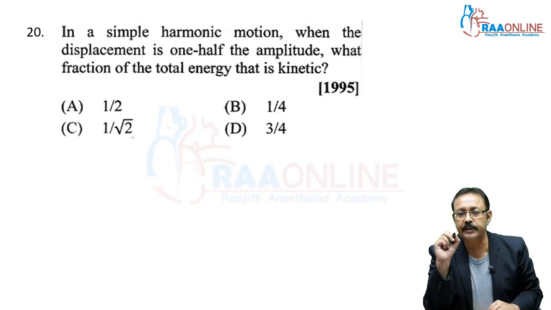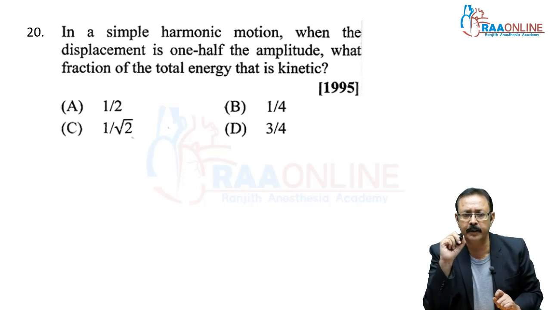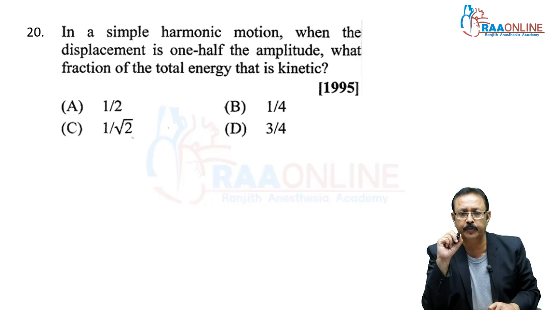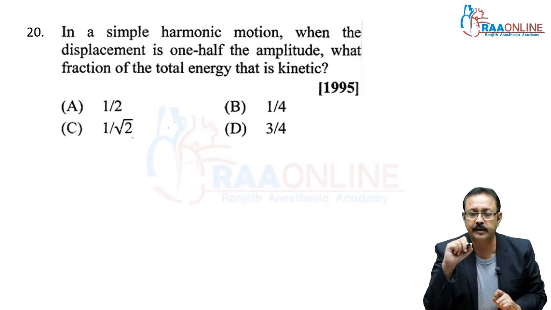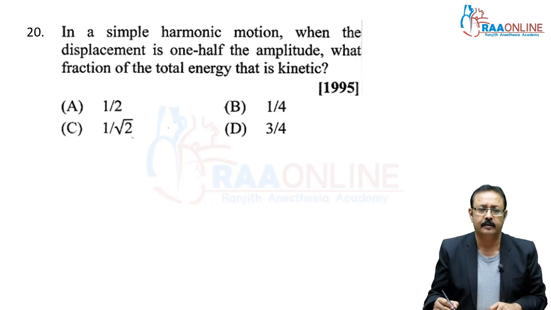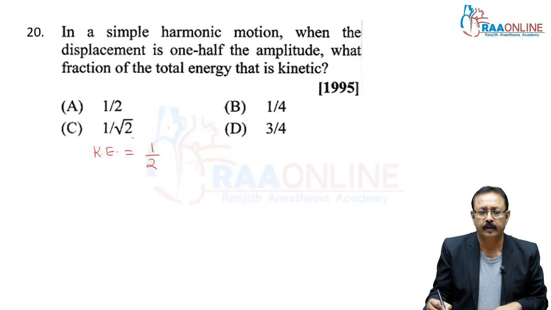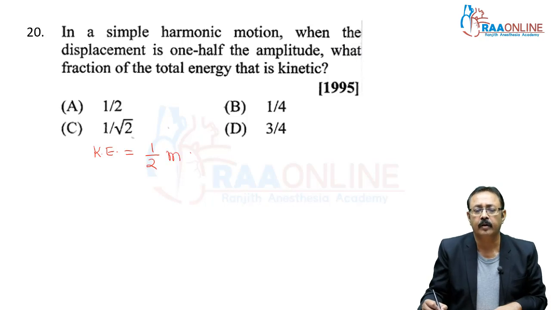Next, it is from 1995 AIPMT. In a simple harmonic motion, when the displacement is 1/2 of the amplitude, what fraction of the total energy is kinetic? First, what is the formula for kinetic energy? It is half m omega square (a square minus y square).